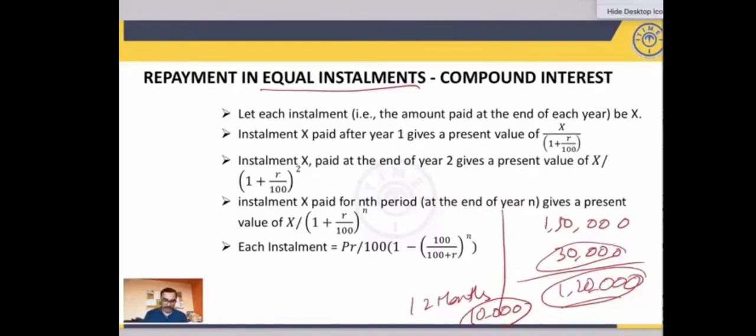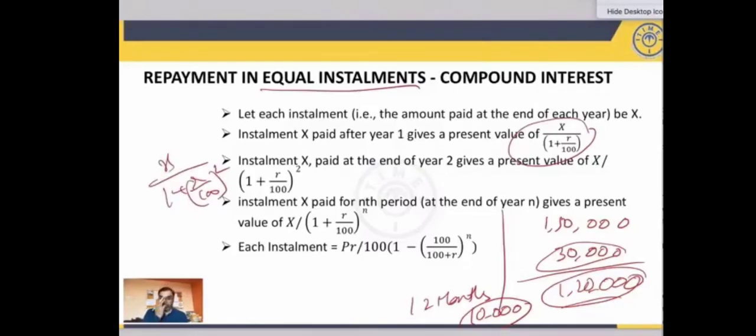Now for each installment, we have to find the present value. After 1 year, if I am paying 110 rupees, as we have seen earlier, the present value will be 100. That's what we saw in the earlier slide. Now when you are paying after 2 years, the present value will be x divided by 1 plus r by 100 whole square. That is under compound interest.